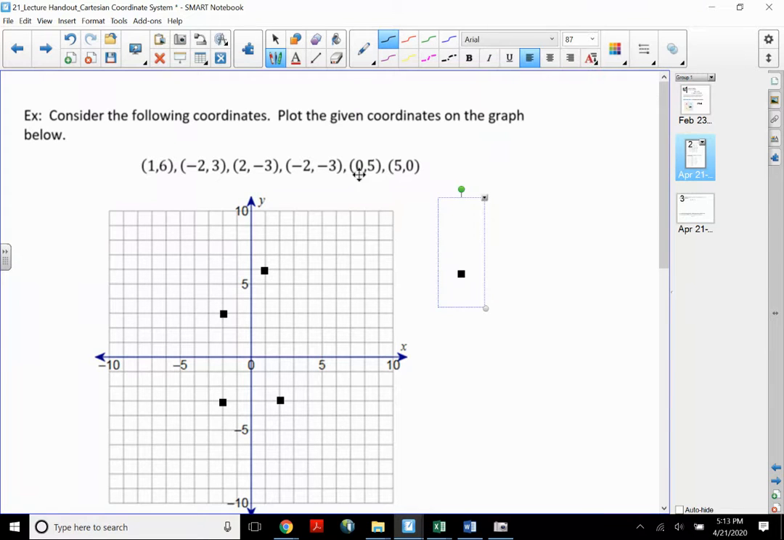0, 5. When you get 0 for the x value, that means I do not go right or left. Then the second number is positive 5. That tells me I simply need to go up 5. So this point is located on the y-axis. Now 5, 0. The first number 5 tells me to go to the right 5. The second number, the y value, is 0. That tells me to stay on the x-axis.